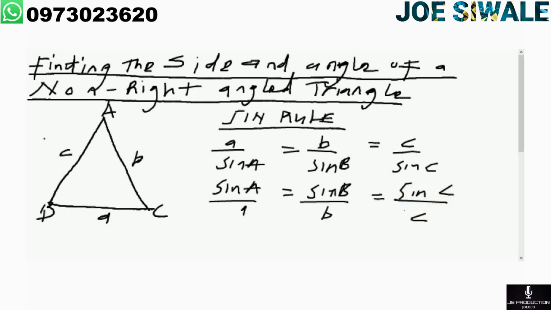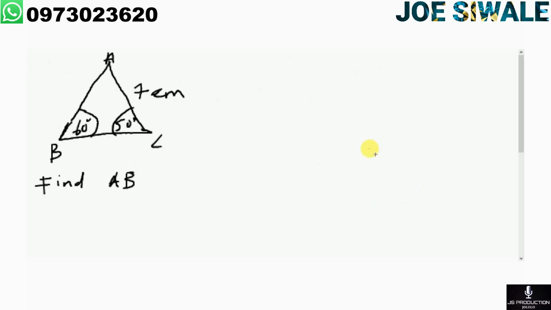And the next thing that we're going to look at is an example. For the first example, I have triangle ABC, and angle ABC is 60 degrees, angle ACB is 50 degrees, and side AC is 7 centimeters. The question reads, find AB. And for me to find AB, first of all, I need to identify the sides. The side that is opposite to A, this is small letter a.